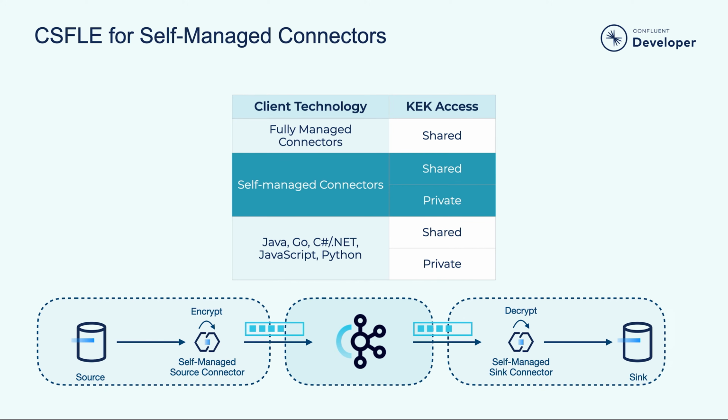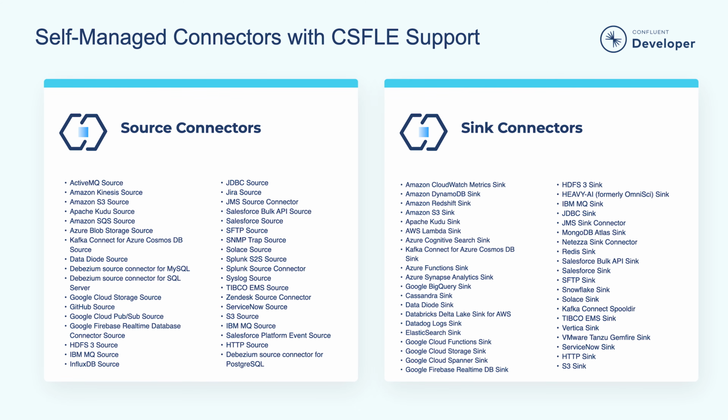The second power of self-managed connectors is that they allow you to build an environment in which data doesn't leave your firewall unencrypted. Encryption takes place within the boundaries of your network and is passed on to Confluent all encrypted. Very powerful capability. This is a list of self-managed source and sink connectors that support CSFLE. The documentation contains the complete list of self-managed connectors with client-side field-level encryption support.